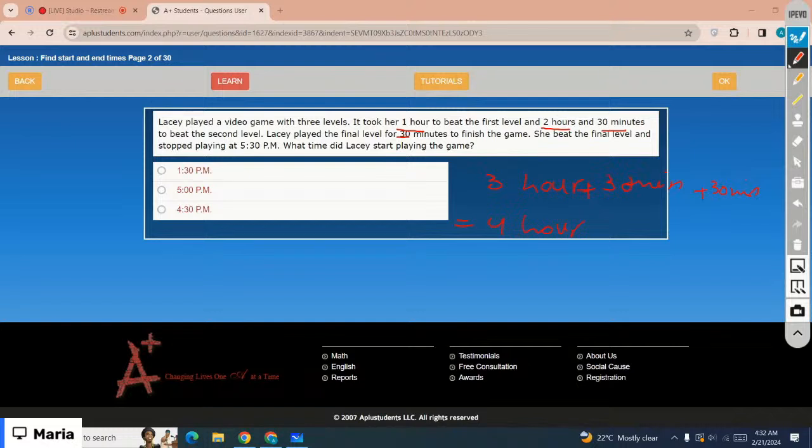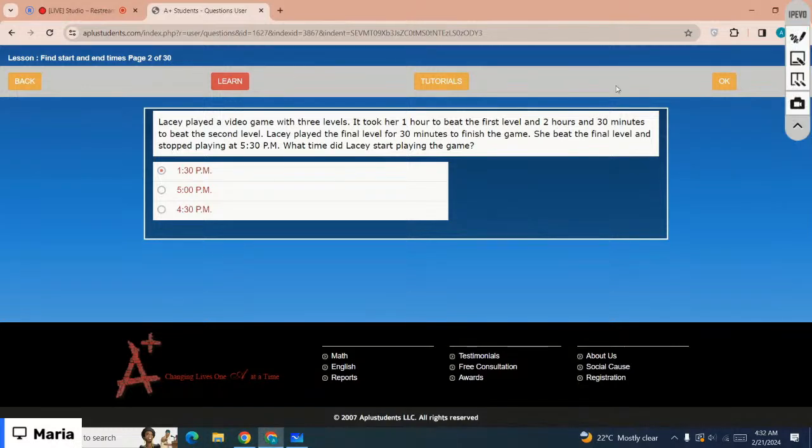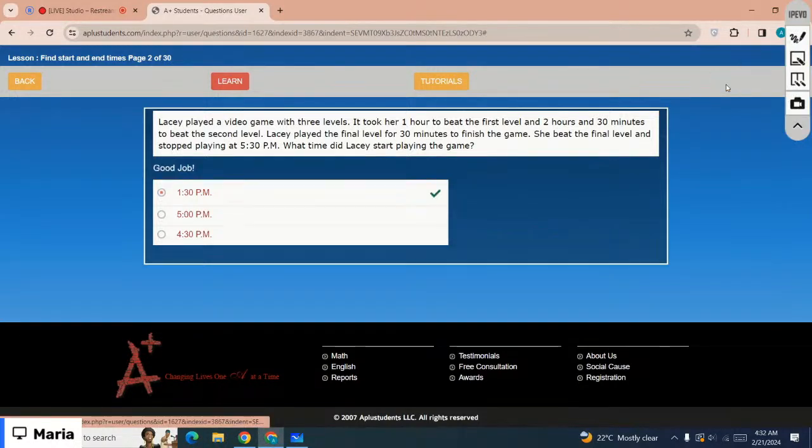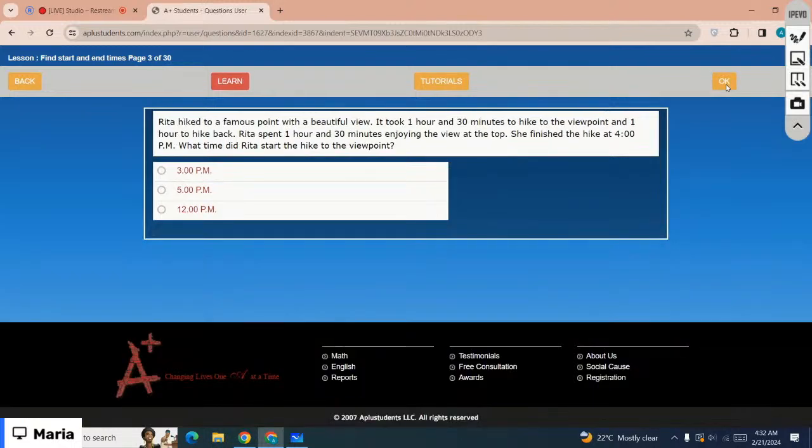That means yes, that is 1:30. The correct option is 1:30 p.m. Option number 1 is the correct option. He started at 1:30. Okay, the next one you have to do, right? Be careful. First, understand the question, then solve, right?